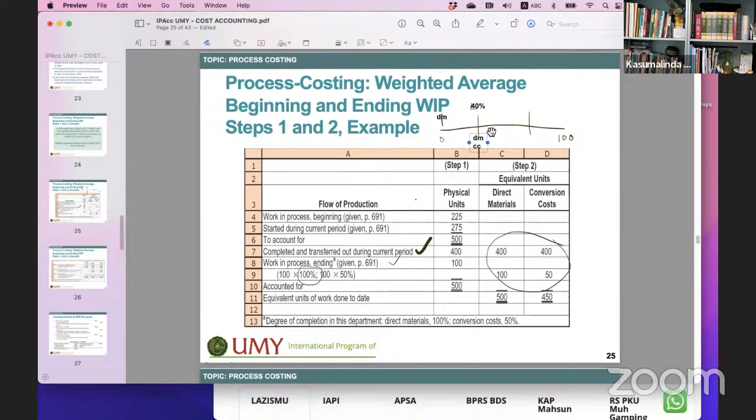conversion cost accumulated here. The problem is the cost of direct material that is accumulated here is considered 100% complete, because all direct material has been added here in the beginning. So it will carry all the costs until here. So the direct material cost here is considered 100% complete. That is how we determine the percentage of completion: direct material is 100% complete, and the conversion cost is 40%.